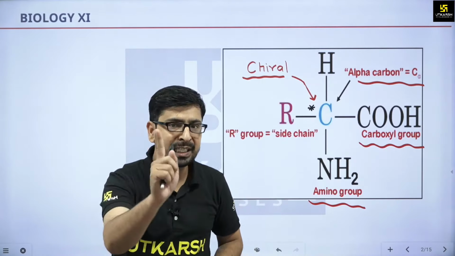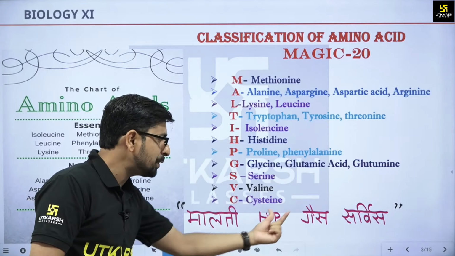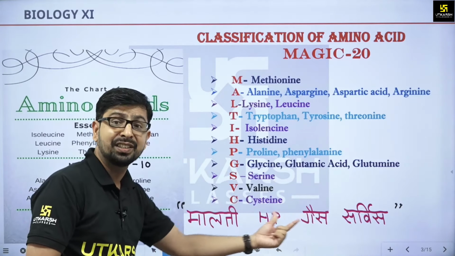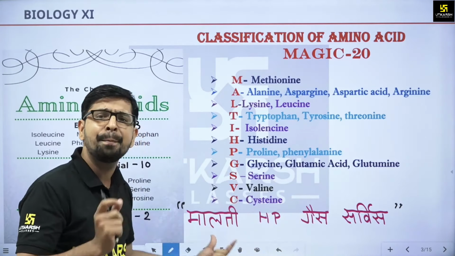There are 20 types of amino acids used in protein synthesis. This is called magic 20. How can you remember it? Multi-HP gas service. This is a simple mnemonic.